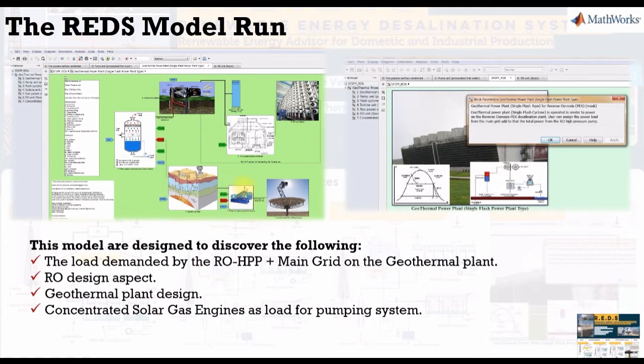We considered a new technique of such technology by considering concentrated solar gas engines, Stirling or Brayton engine, as a source of power to drive the pumping system. This is interesting. We are going to discover how much power we can use. What are the reverse osmosis design aspects? What are the thermal plant design aspects? What is the area of the dishes that is required? It's quite an interesting system. Let's go and talk about this.